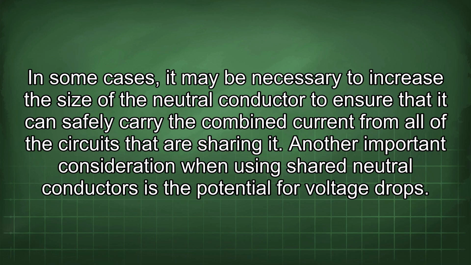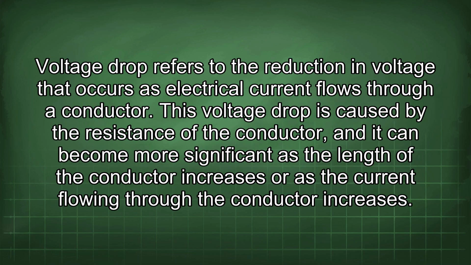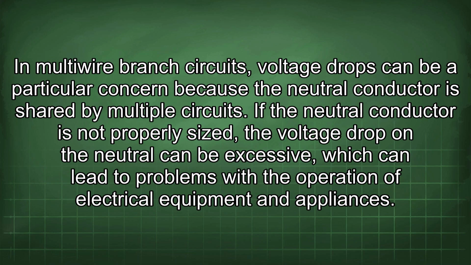Another important consideration when using shared neutral conductors is the potential for voltage drops. Voltage drop refers to the reduction in voltage that occurs as electrical current flows through a conductor. This voltage drop is caused by the resistance of the conductor, and it can become more significant as the length of the conductor increases or as the current flowing through the conductor increases. In multi-wire branch circuits, voltage drops can be a particular concern because the neutral conductor is shared by multiple circuits. If the neutral conductor is not properly sized, the voltage drop on the neutral can be excessive, which can lead to problems with the operation of electrical equipment and appliances.